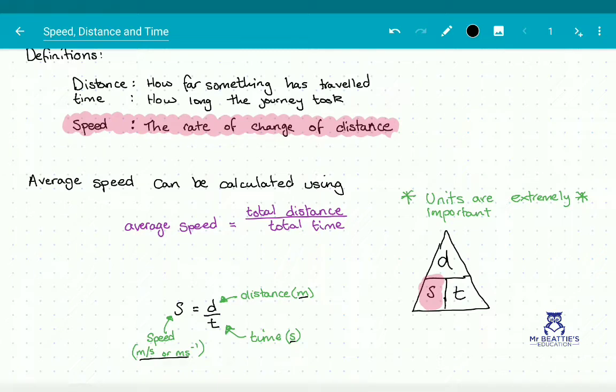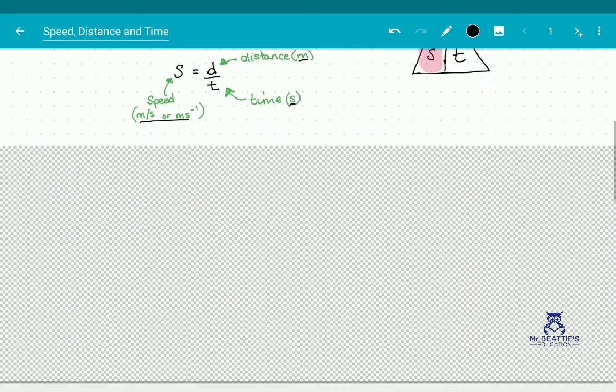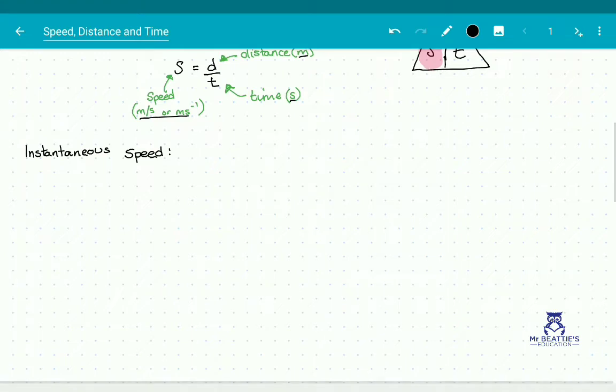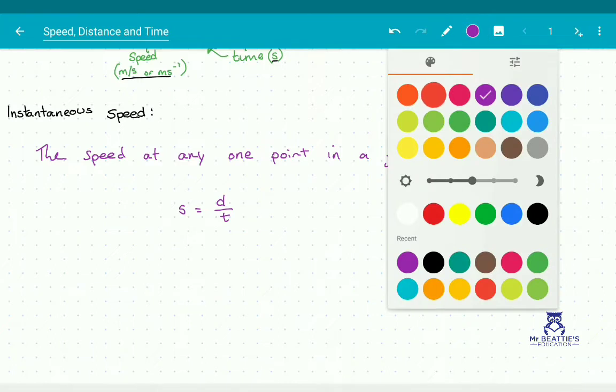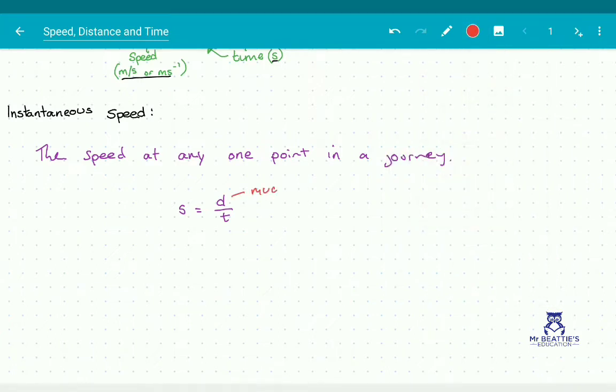We have another type of speed that we look at called the instantaneous speed. And the equation is the same, but the instantaneous speed is the speed at any one point in a journey. We use the same equation, speed is distance divided by time, but it would be a much smaller distance in order for us to get an accurate reading.